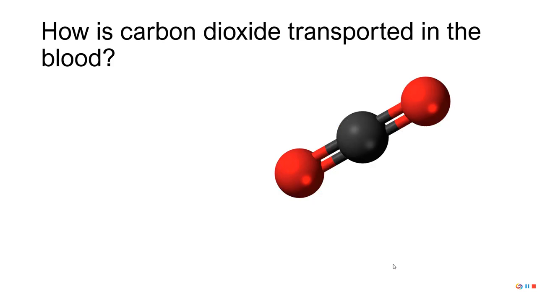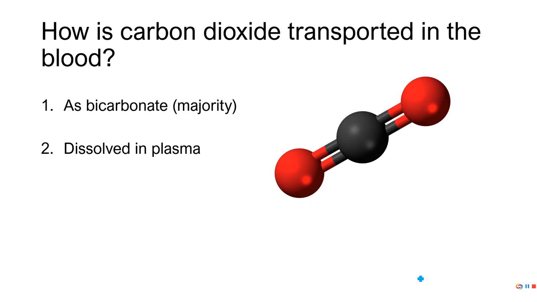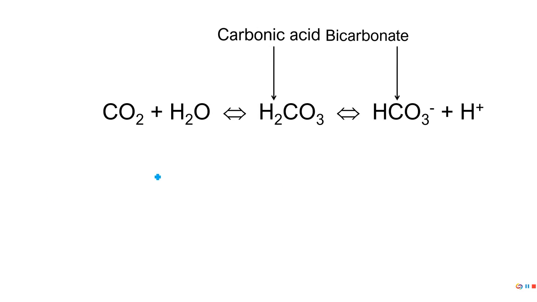So with carbon dioxide, we transport most of it as bicarbonate, and some of it's dissolved in plasma, and some of it's bound to hemoglobin. We've got this equation: carbon dioxide plus water turns into carbonic acid, okay? And just so we're clear, it's not carbonic acid bicarbonate. The carbonic acid breaks down into bicarbonate and hydrogen ion.